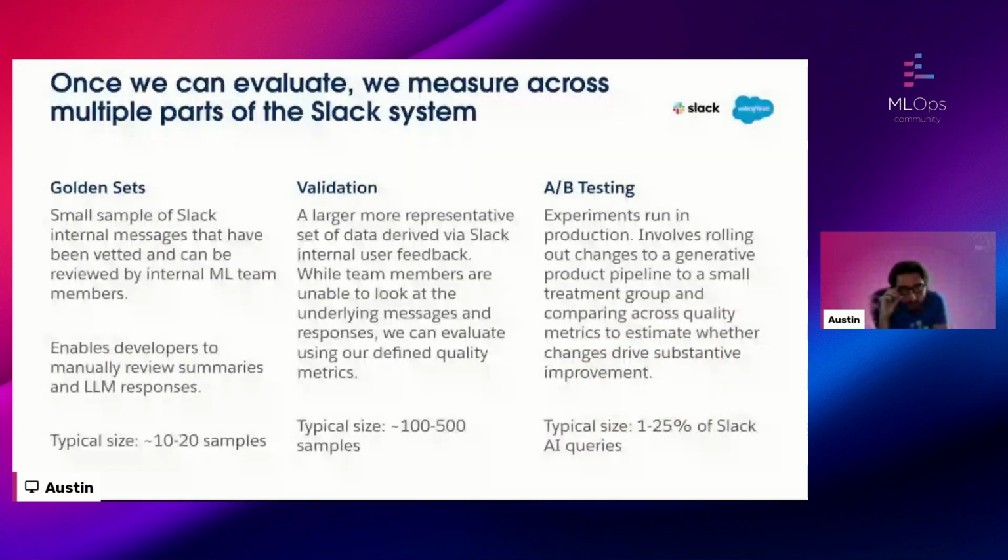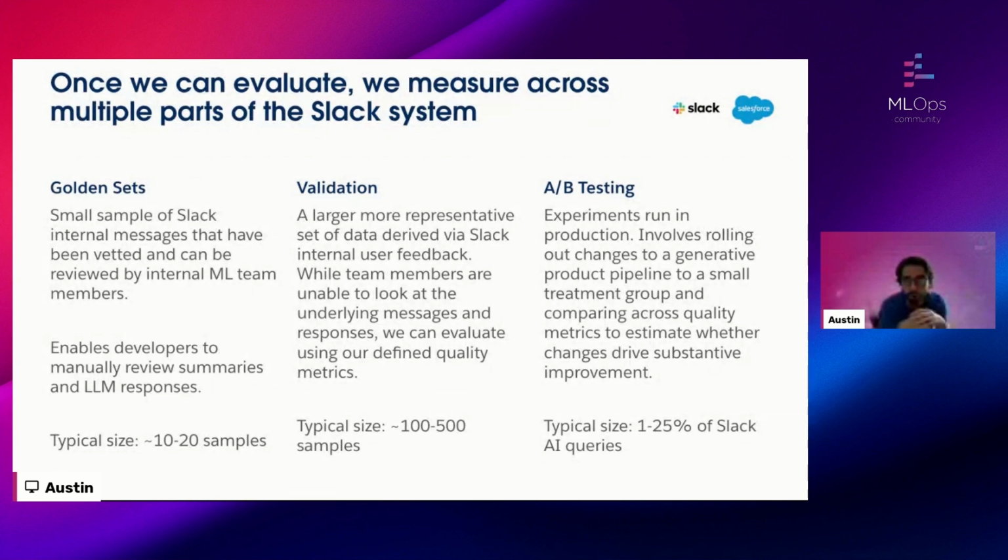And so once we can evaluate and generate these quality metrics for each individual summary response, the question then becomes what part in our Slack system do we actually want to run these evaluations? We have identified around 3 different areas where we run these quality metrics. The first is what we call the golden set, which is a small sample of Slack messages where we can actually see the underlying data and resulting summaries. That is very, very small and allows for very quick prototyping.